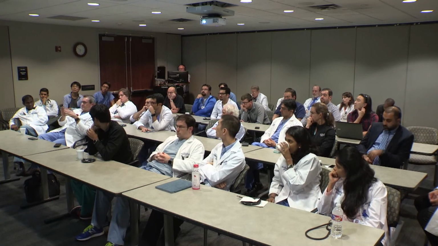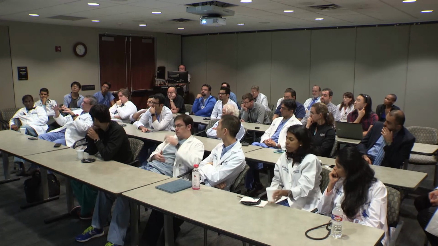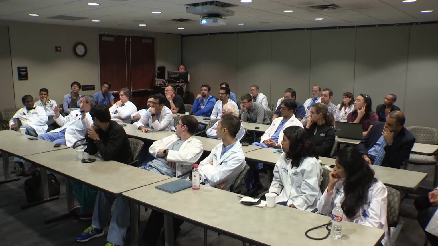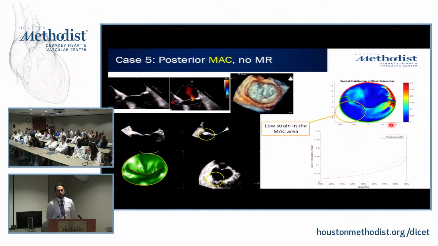So let's say your strain map in P3 may look a certain way, then you develop a P1 flail. So now you've got MR, which is lowering the ventricular pressure, yet the strain, I guess the question is, how does that affect the strain regionally with big changes in pressure like that? Do we know that yet?